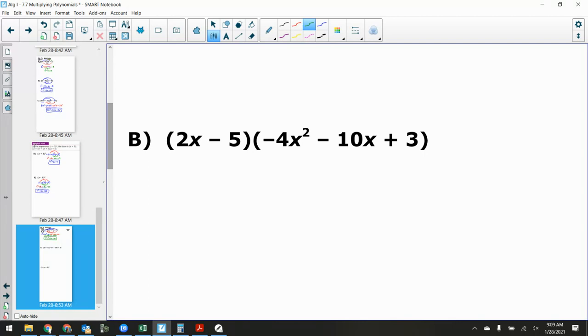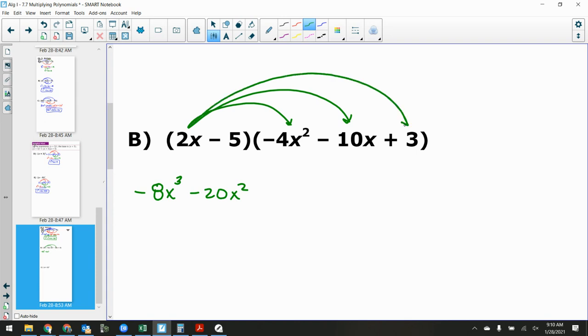We got 2x minus 5 times this trinomial. Yeah, do this with me. I'm going to bring in the 2x first. Okay, what do I get when I take 2x times negative 4x? Baker? Close. Negative 8x to the third. I have 2x times negative 10x, minus 20x squared. And then I've got 2x times 3, 6x.